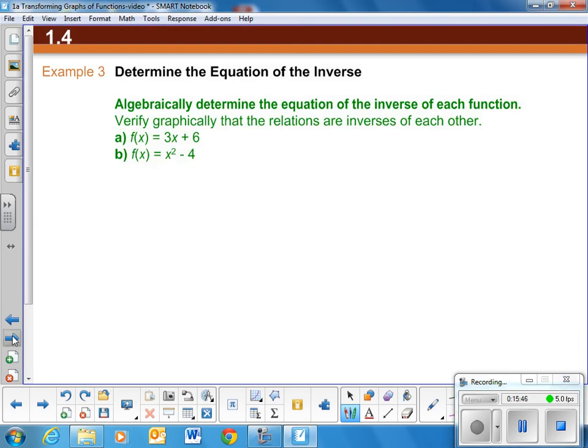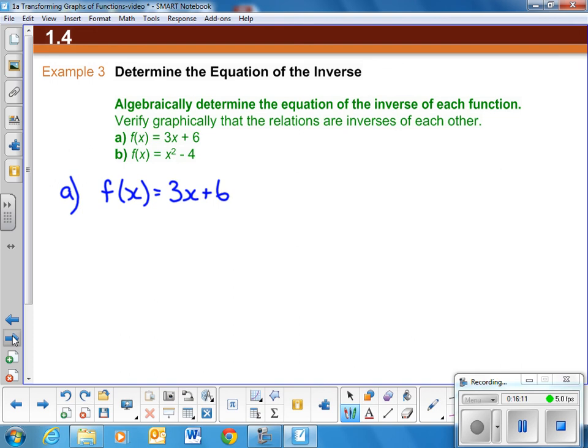Last example of the day says algebraically determine the equation of the inverse of each function. Verify graphically that the relations are inverses of each other. So let's start with part A. Part A says f of x equals 3x plus 6.